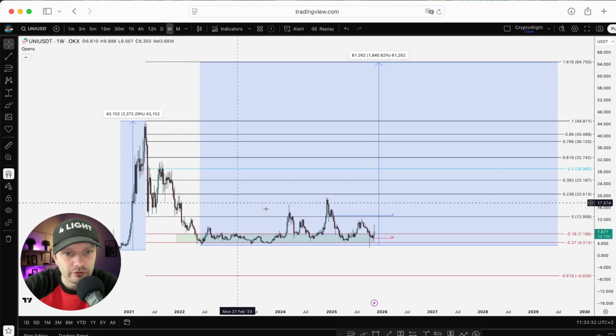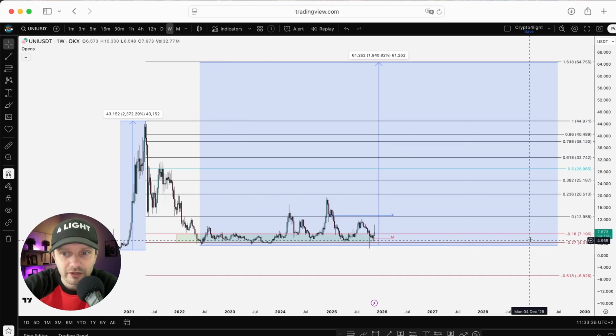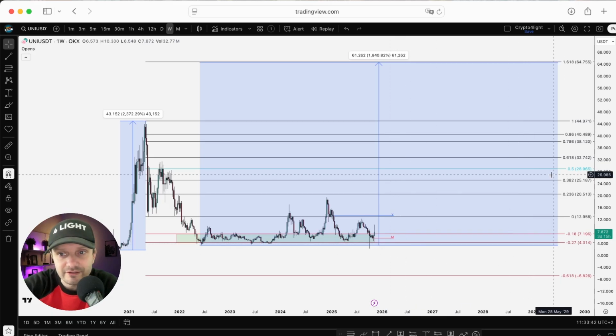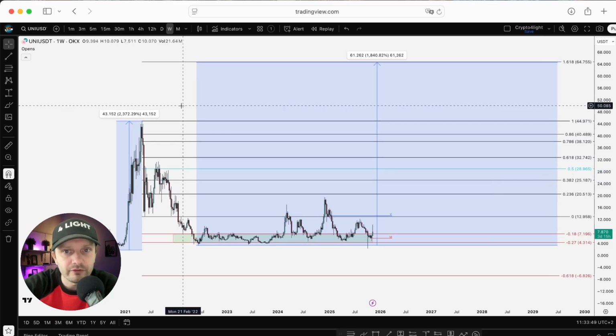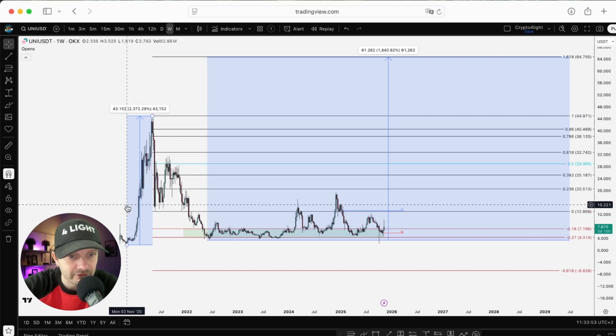I showed you that time here, the accumulation zone. So it's 27 block, $7.19, $4.31. It's the accumulation zone. The targets: the conservative one is 28.96, and the new all-time high is 64.75. Still relevant. And take a look at the previous cycle, when Uniswap pumped from November 2020.